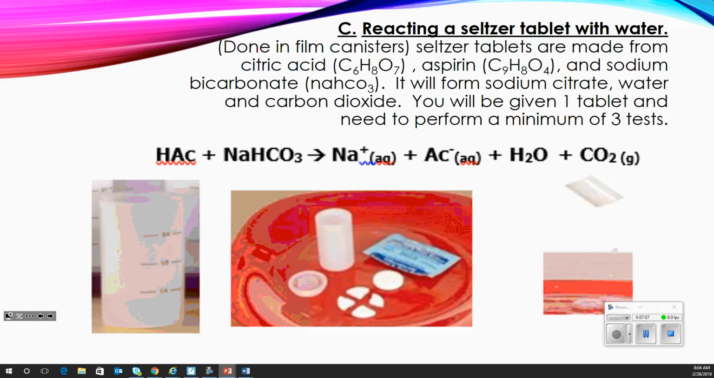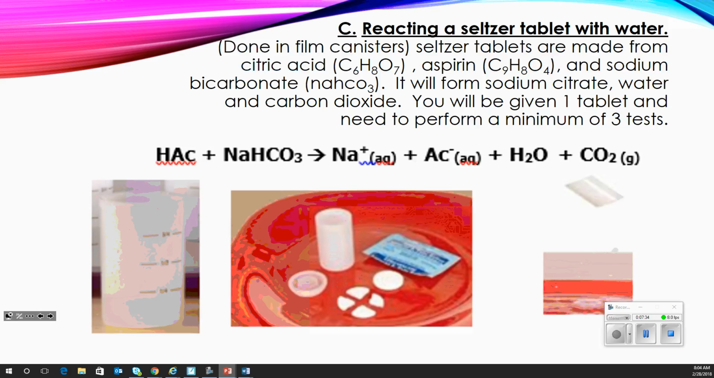Okay, so let's look at this one. For the next one, we're going to be using reacting seltzer tablets with water. We're going to do them in film canisters. The bad thing is we're going to do them on Friday, and there's supposed to be a big storm, and we have to do them outside. So you guys might want to bring something that you can be outside for about 15 minutes with. Okay, just FYI.